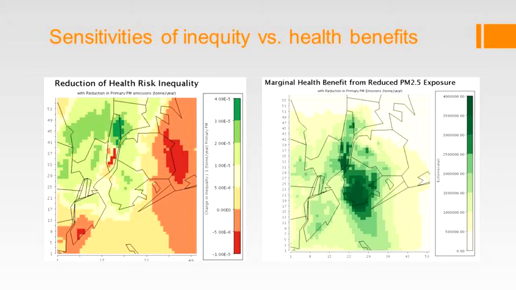as we've discussed before, inequity and inequality are only one part of many different policy metrics when looking at air quality management.